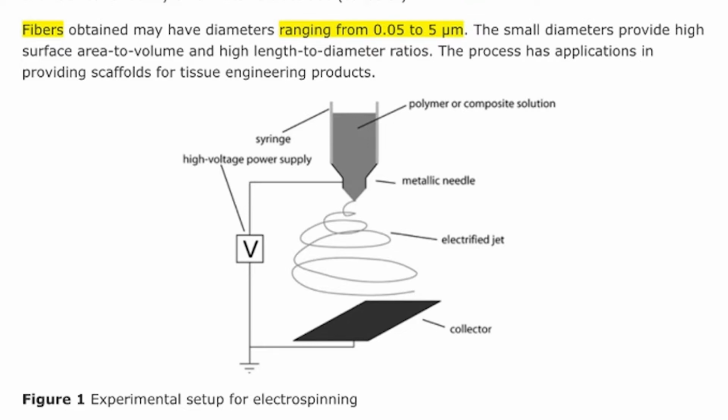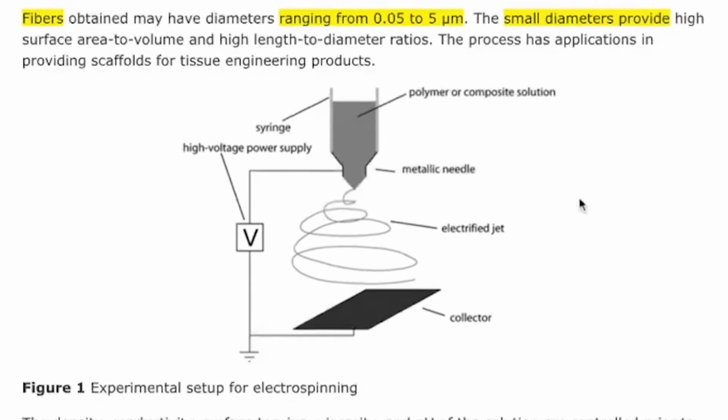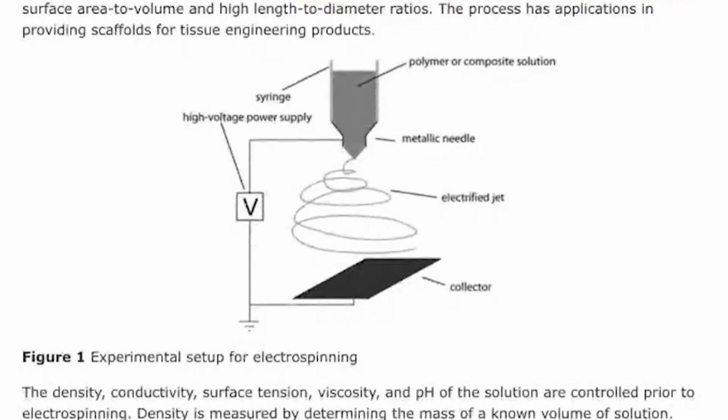Honestly, if you wanted to, you could highlight either the high surface area to volume and high length to diameter ratios, or just highlight the small diameters provide, and everything we need follows that. Both are pretty long-winded ways of saying they have a lot of area on their surface relative to the volume inside them, and also they're very, very long relative to how wide they are. Given this picture, that makes sense. We can see we're creating a big, long, fibrous string.